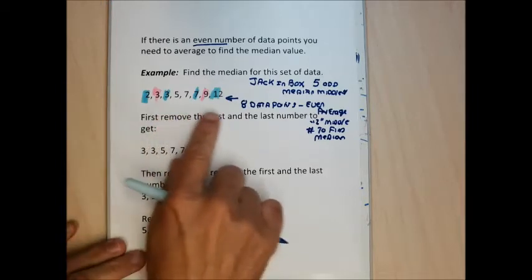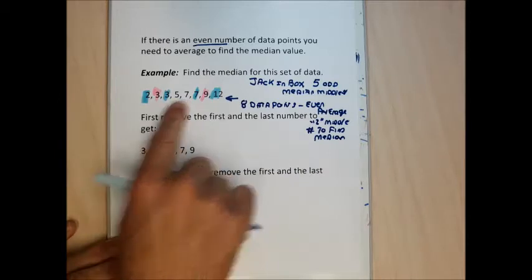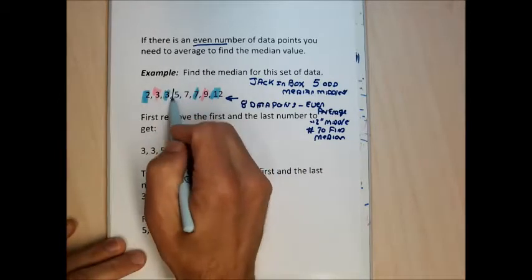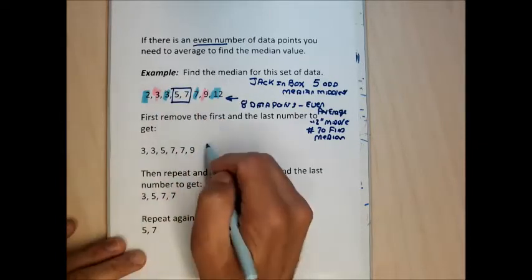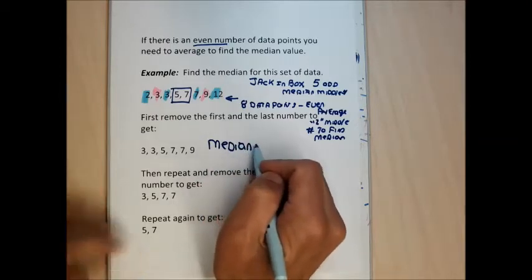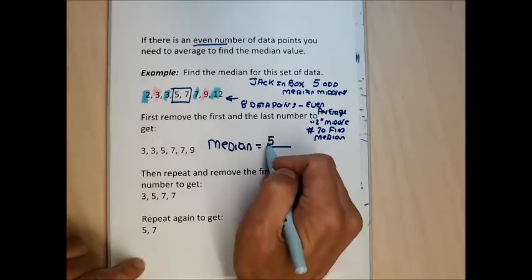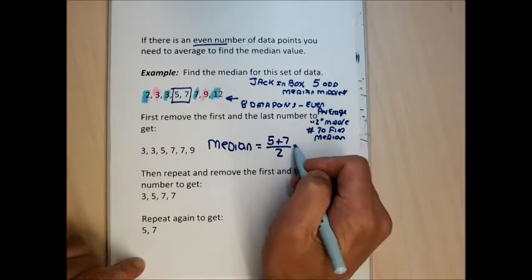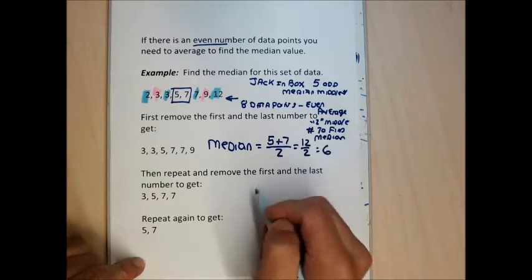Once you get down to the point where you either have 1 number left or 2 numbers left, you're done doing all the crossing out you can do. When you have 2 numbers left, you have to average those to get the median. So for this set of data, I'm going to take those 2 numbers and average them, and I average 2 numbers by adding the numbers up and dividing by the number of numbers. In this case, it's 2 numbers, and so the median for this set of data is going to be 6.